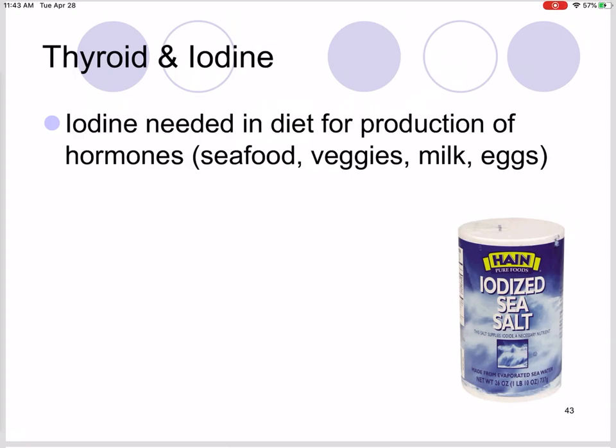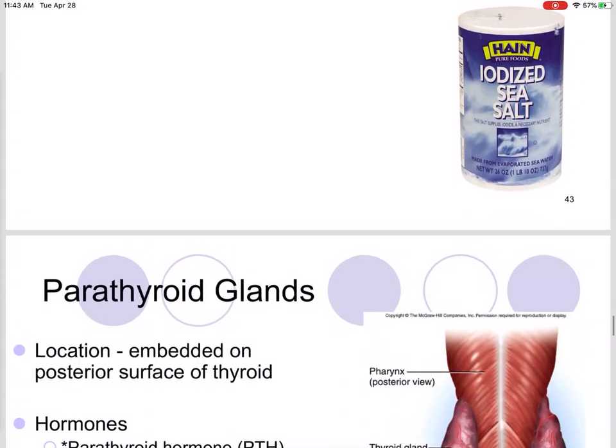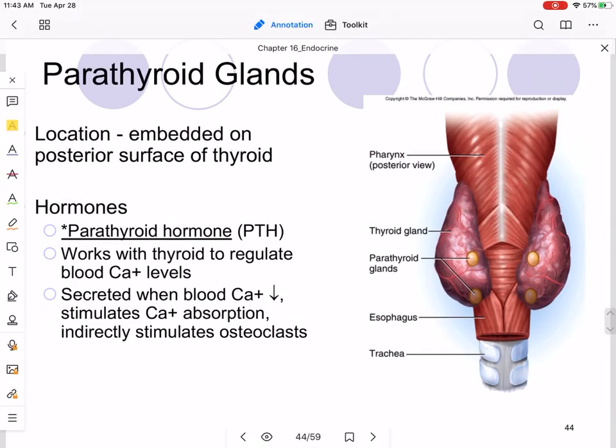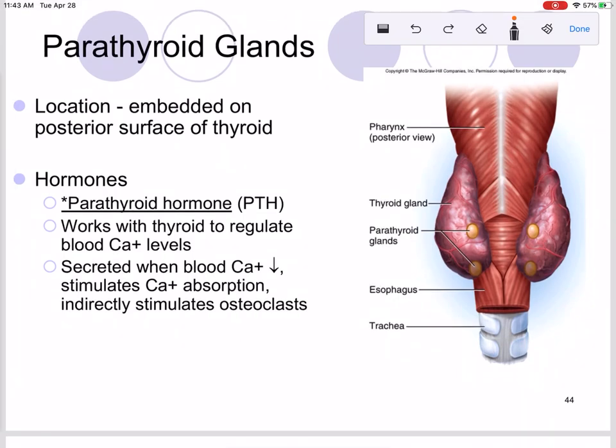Iodine comes in seafood and certain vegetables, milk and eggs, but also our good old friend sea salt. If you get the good old-fashioned Morton's container of sea salt, it is iodized. So they put it in the sea salt. We get plenty of iodine.